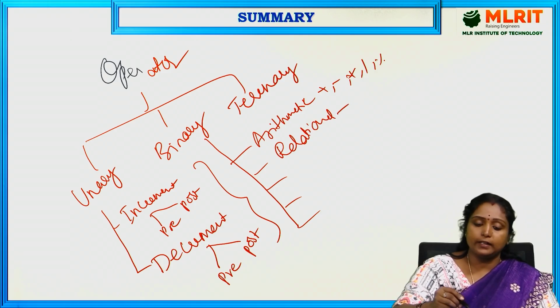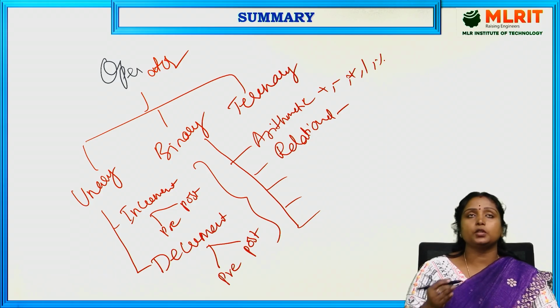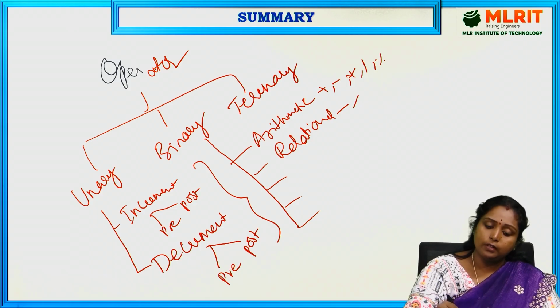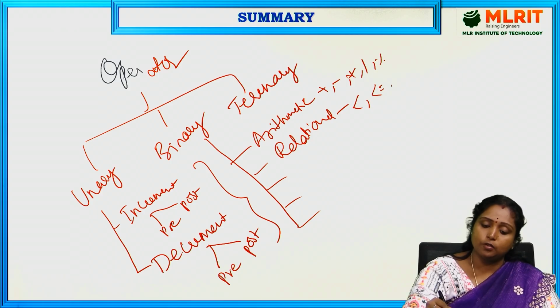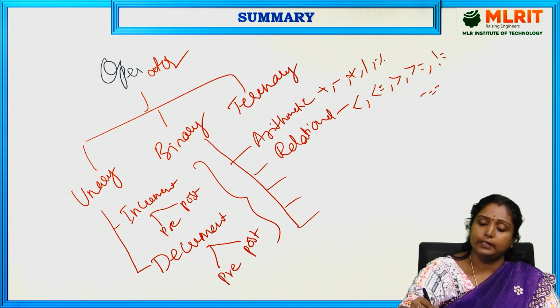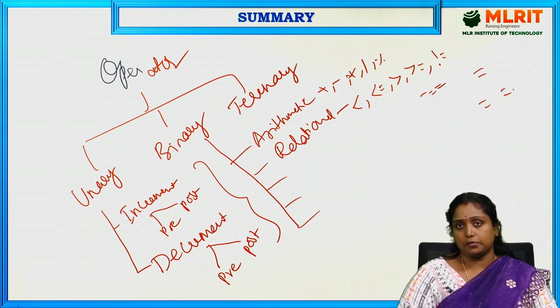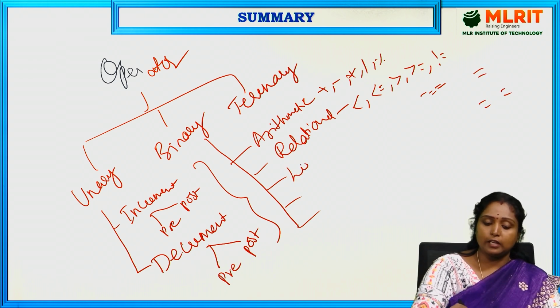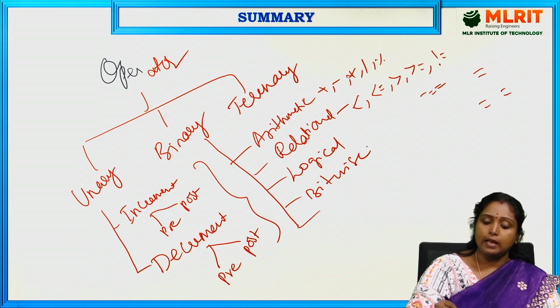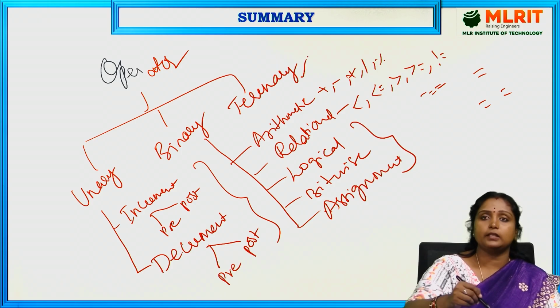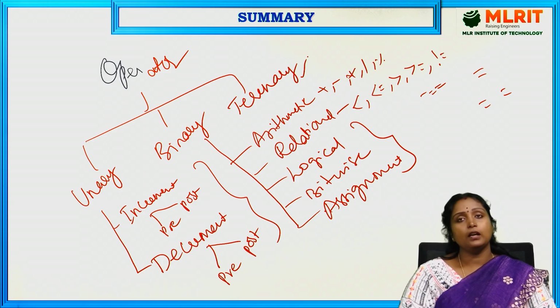Next, relational operators are used to compare two operands, two values or two expressions. The relational operators are less than or equals to, greater than or equals to, not equals to and double equals to. We have seen the difference between single equals to and double equals to also. The next operators are logical operators, bitwise operators, as well as assignment operators, and these three plus the ternary operator will be seen in the next session.